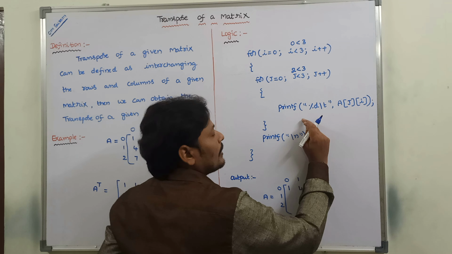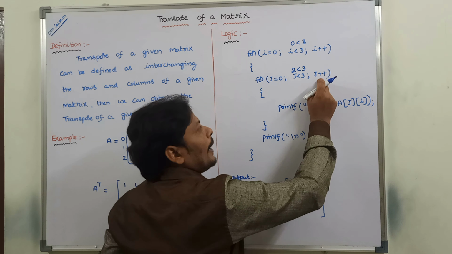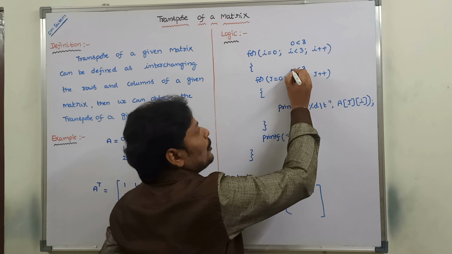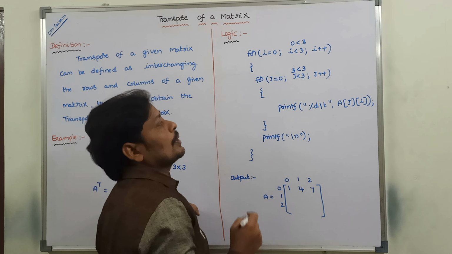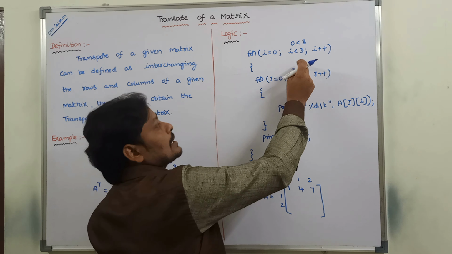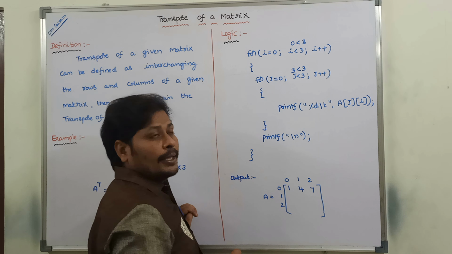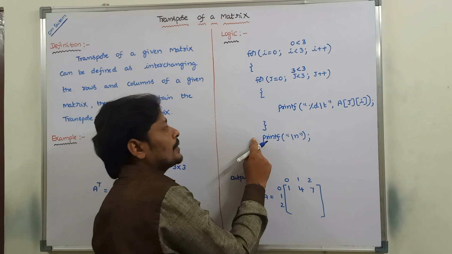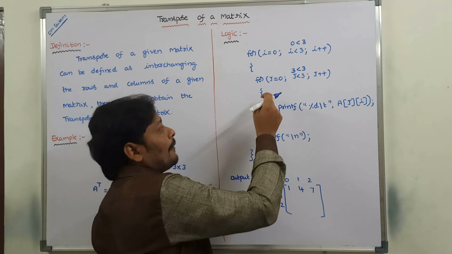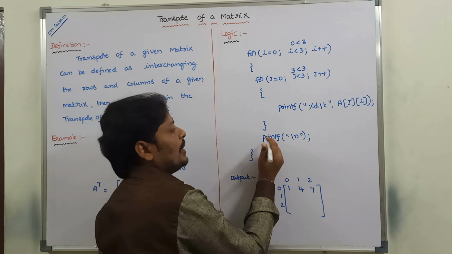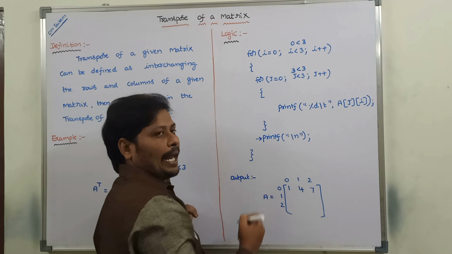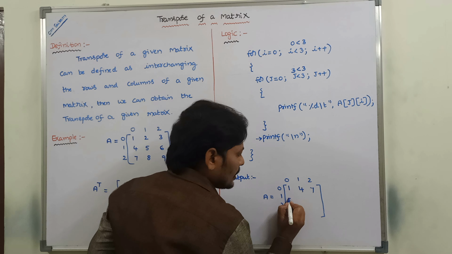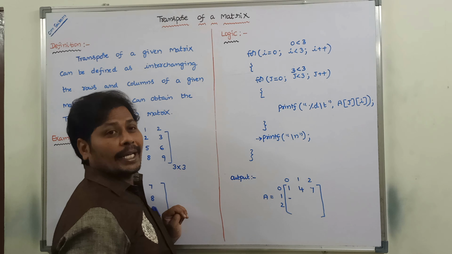Next. Again, control goes to the inner for loop. J value is incremented. Now J value is 3. Previous it is 2. Now it is 3. 3 less than 3. Condition false. If the condition is false, the control goes to the next statement after this inner for loop. After the inner for loop, this statement is there. So printf slash n means the control goes to the next line.